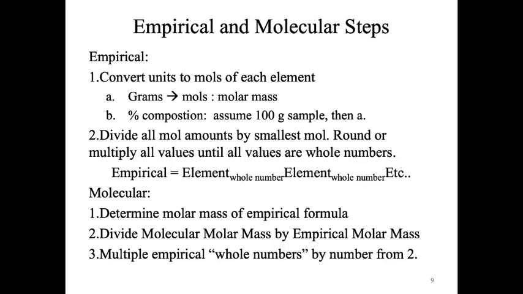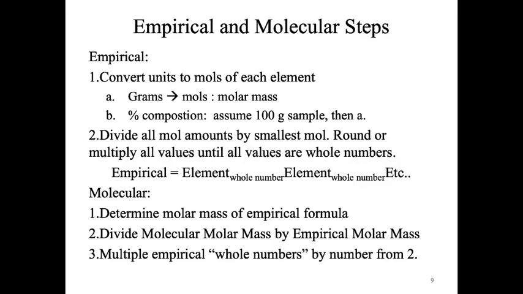Now that I have grams, convert to moles. Once I have the mole values, I will divide all the mole values by the smallest mole value. And then round or multiply all values until I get whole numbers. There's my empirical formula. So there's your process steps. Kind of make sense?